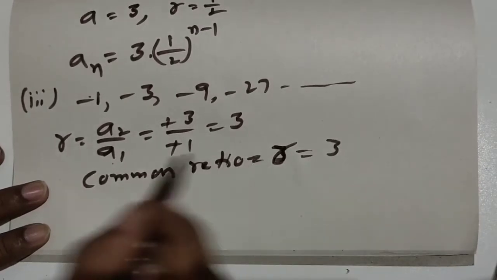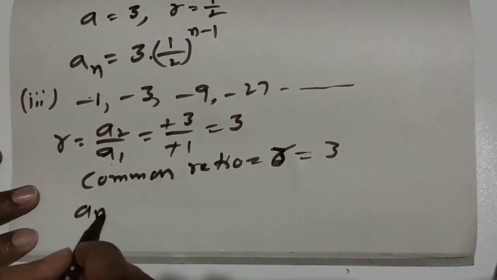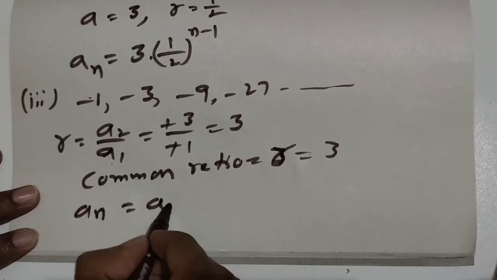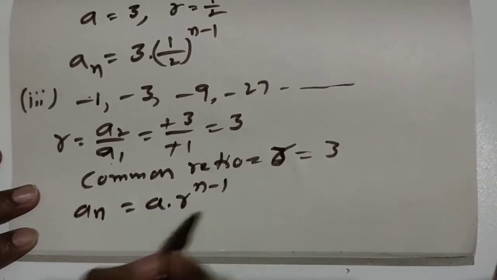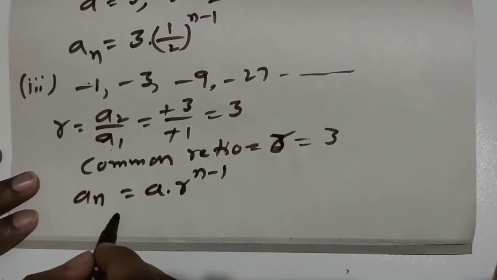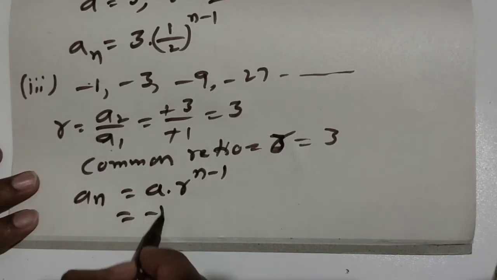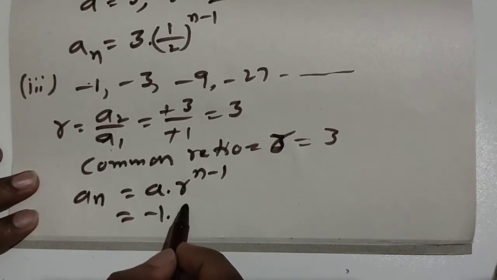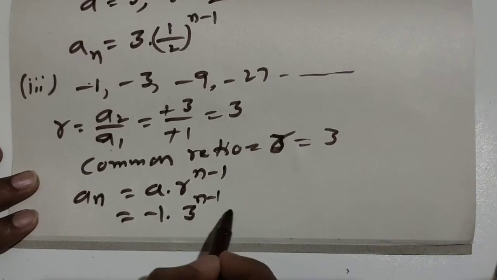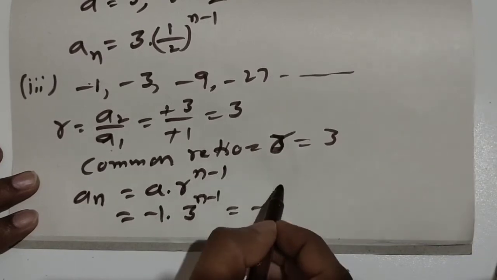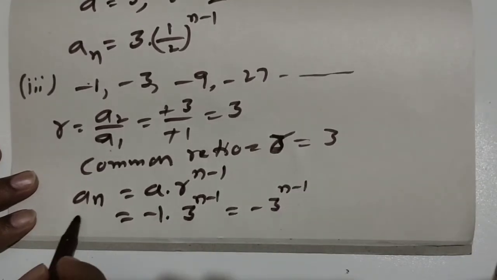Now, what is the nth term formula? An is equal to A into R to the power of n minus 1. Now substitute the A value, that is minus 1, and the R value 3. So we can write it as minus 3 to the power of n minus 1.